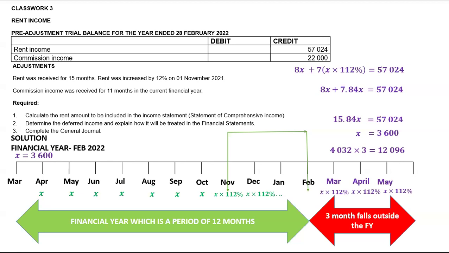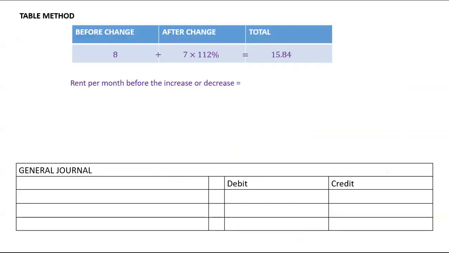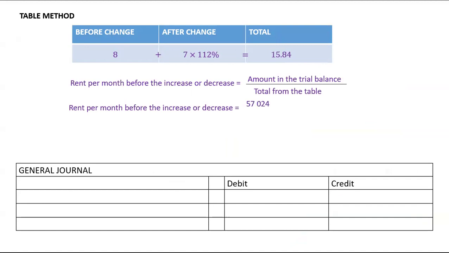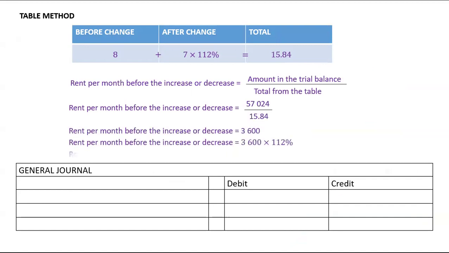12,096. That 12,096, it is our prepaid, not prepaid. It's not an expense, it's income. So it'll be income received in advance. To record it, we will debit income received in advance, so you can use the table method, okay? I've discussed the table method, so you should be able to get it right.